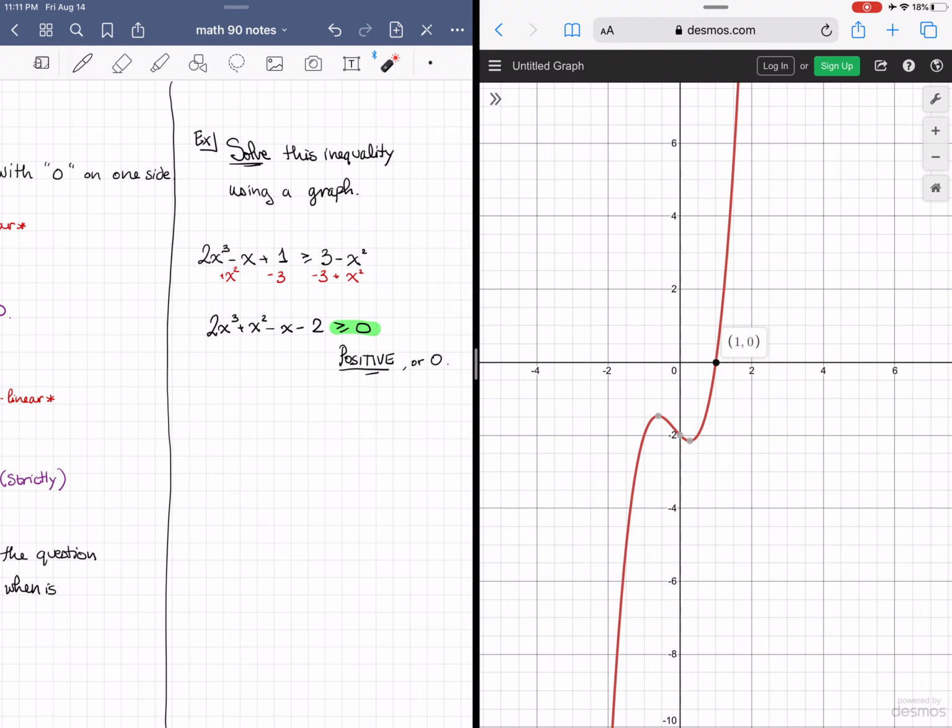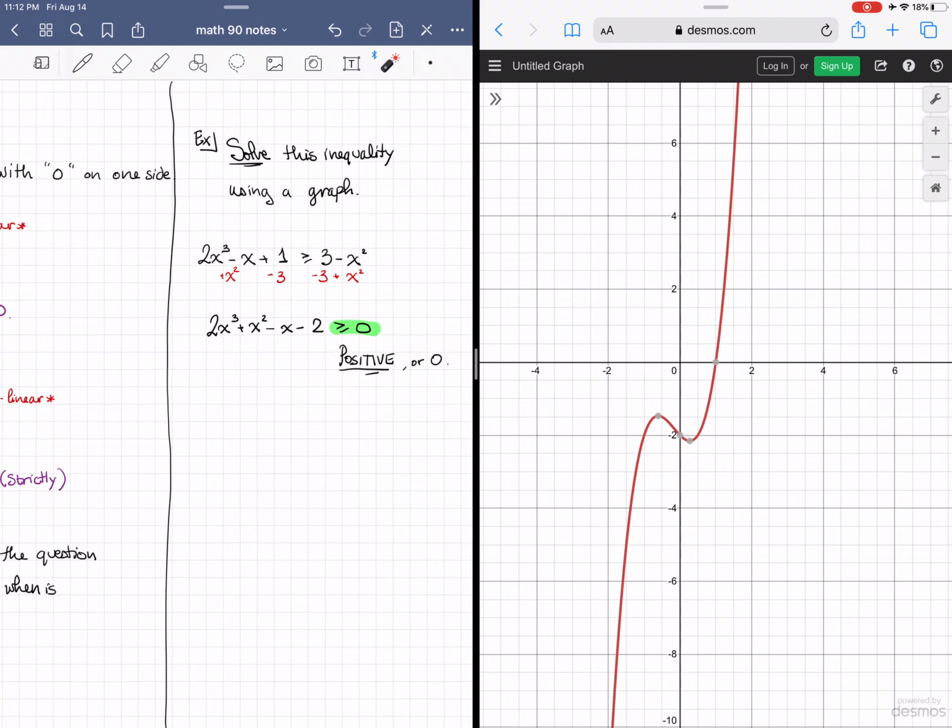When x is 1, it's equal to 0. And all of these other ones, every one of these points, as I'm tracing along, all of these other points, the value of the expression is negative. So if my question is, where is this expression positive or 0?